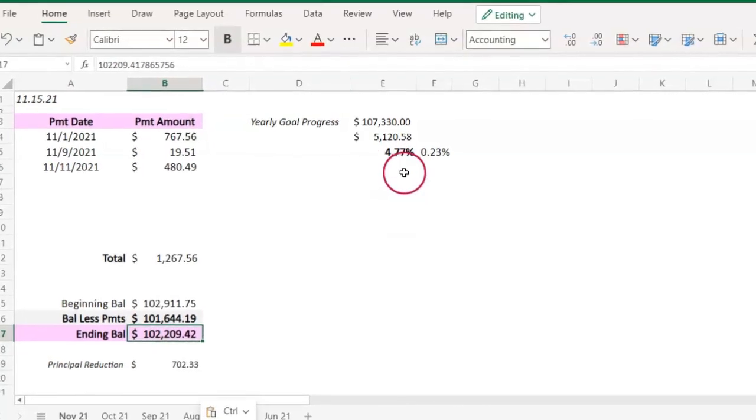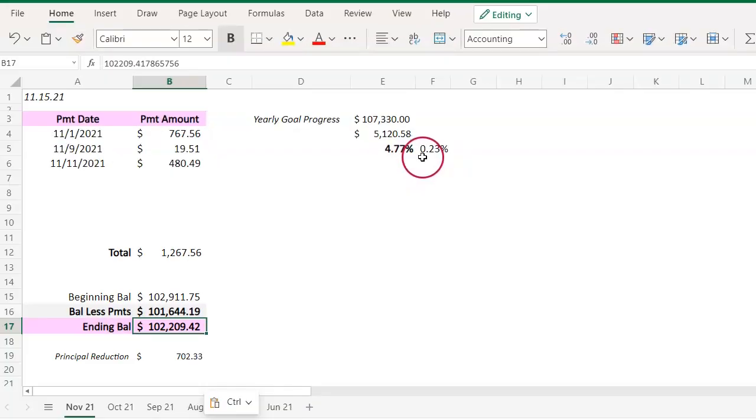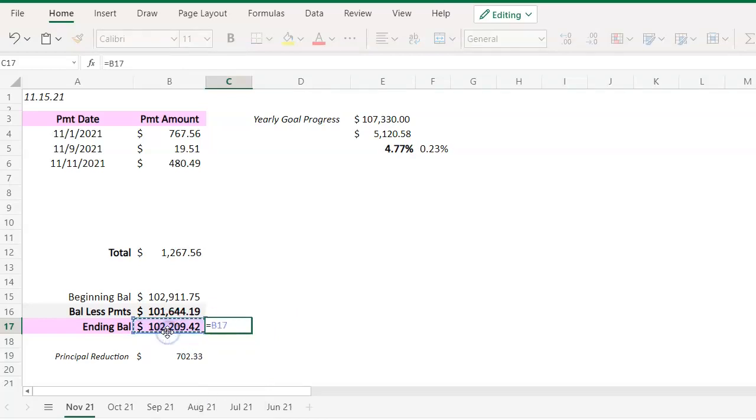And whoa, 4.77%, 0.23% left, y'all. So I am actually going to enter this amount. I just want to see what is left here. So 101,963.50. A mere $245.92 sits between where I am right now with this balance and my goal of 5%.